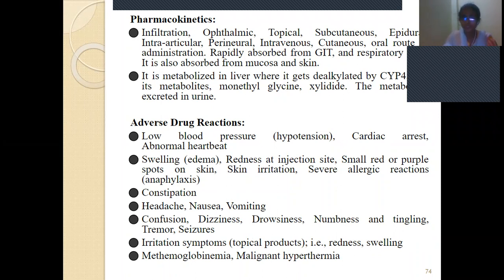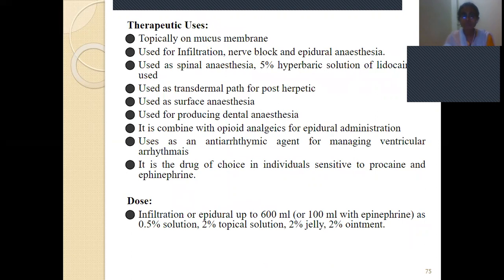It is metabolized in the liver, where it gets dealkylated by cytochrome enzymes. The metabolites are eliminated through the urine. Adverse drug reactions are low blood pressure, cardiac arrest, abnormal heart rate, constipation, headache, nausea, vomiting, confusion, dizziness, drowsiness and numbness, tremors, seizures, skin irritation, allergic reactions, redness at the site of injection, pimples on the skin, irritation, swelling, etc.